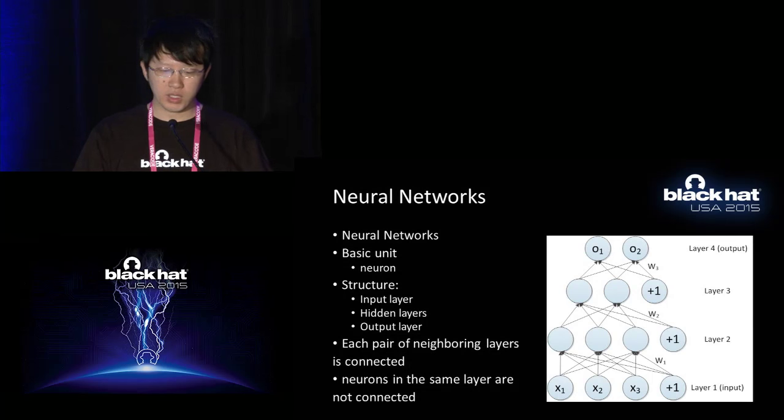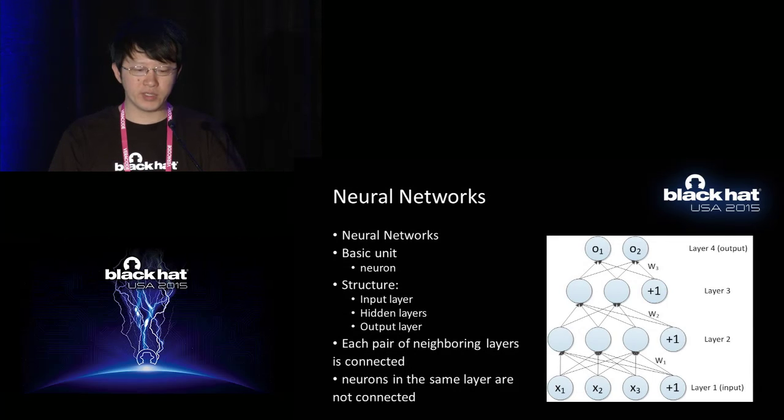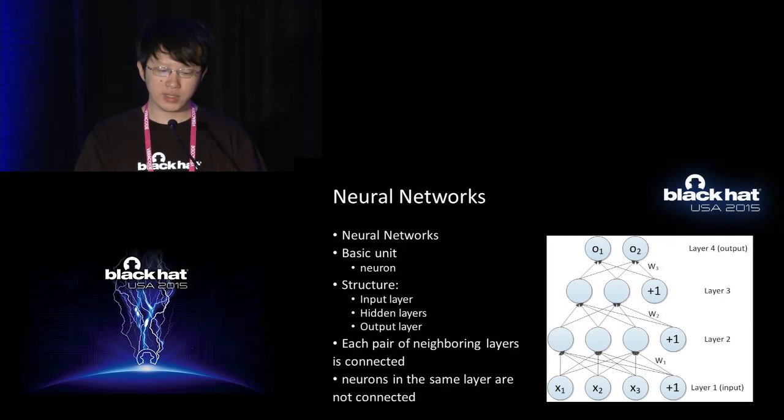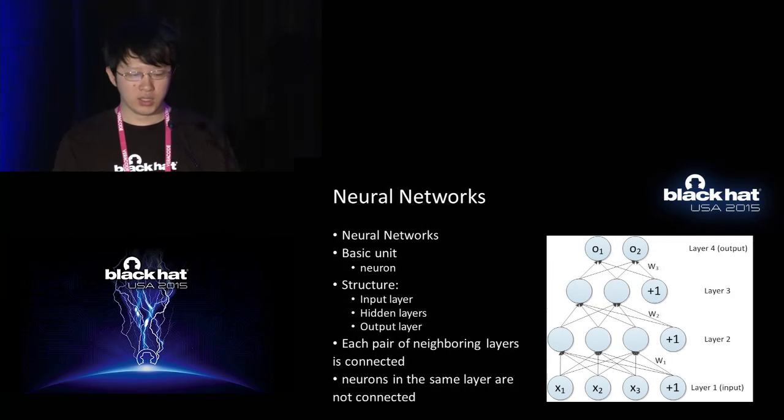Okay. Neural networks are the basis of deep learning. It's a hierarchical structure. The basic unit is the neuron. There are at least three parts in the structure. At the bottom is the input layer, which represents the input data. Hidden layers are in the middle. The output layer is the prediction.